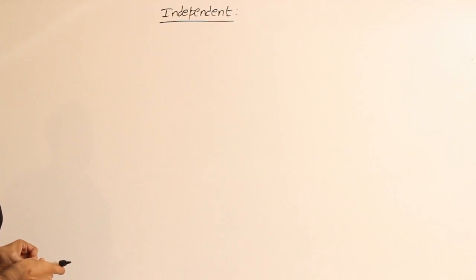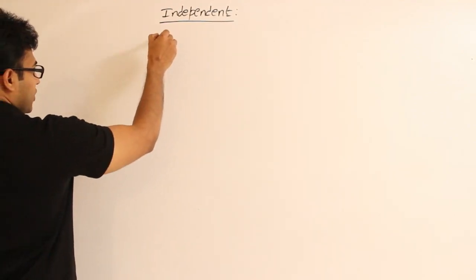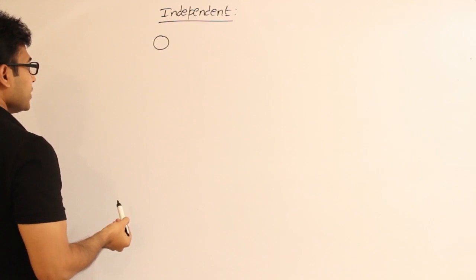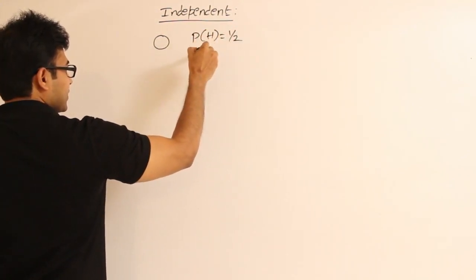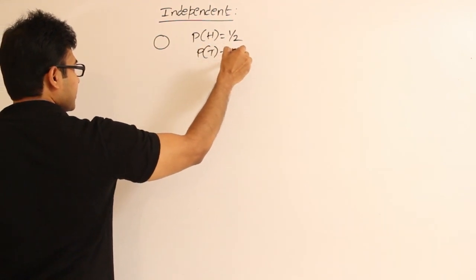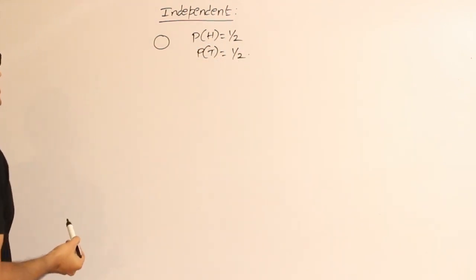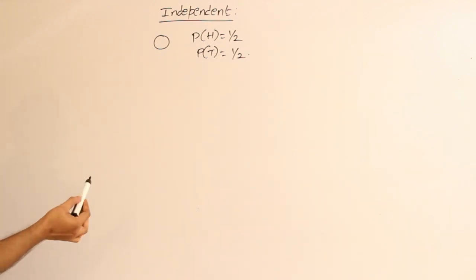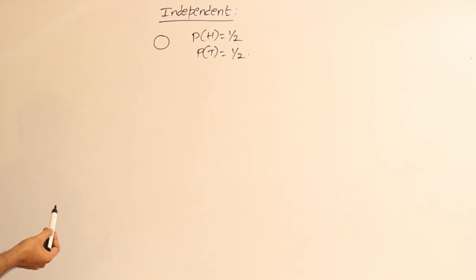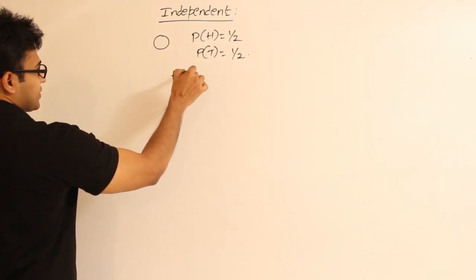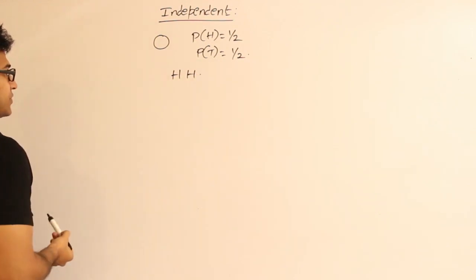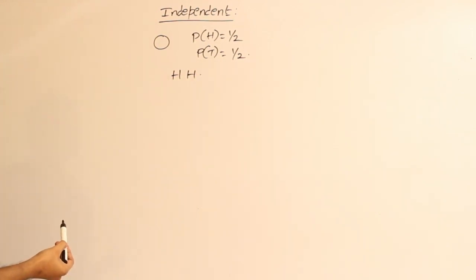Now let us say we have a coin, a fair coin, and it is fair, which means probability of getting a head is equal to 1 by 2, as well as probability of getting a tail is equal to 1 by 2. So equal chances that we get head or tails. Let's say that is the kind of coin we have. Now if I toss it 2 times, what is the probability of getting 2 heads?